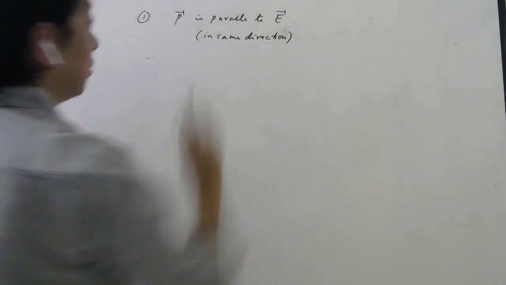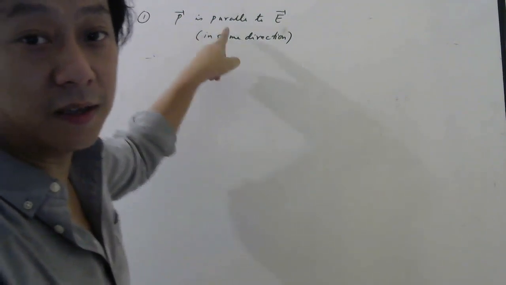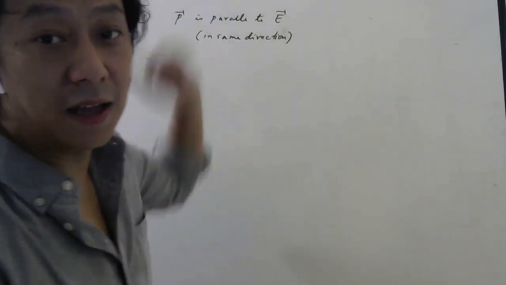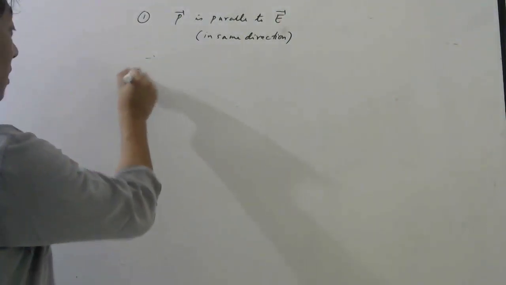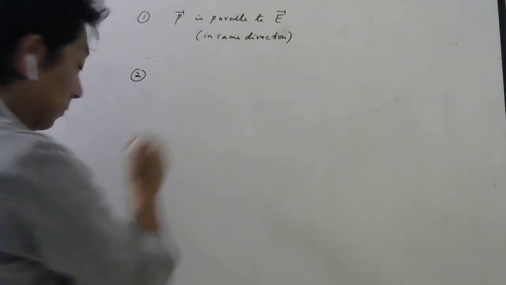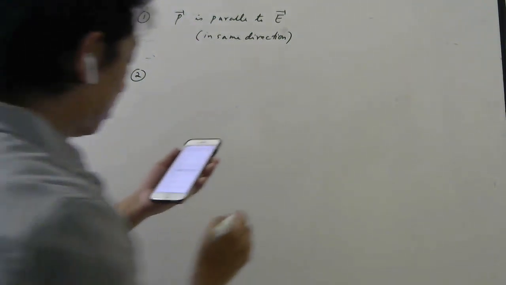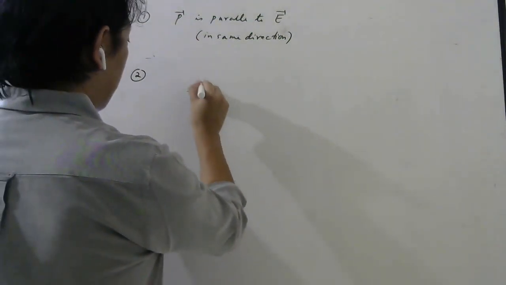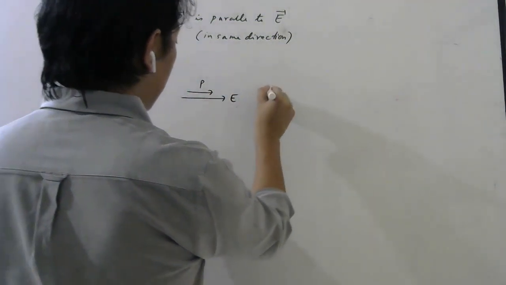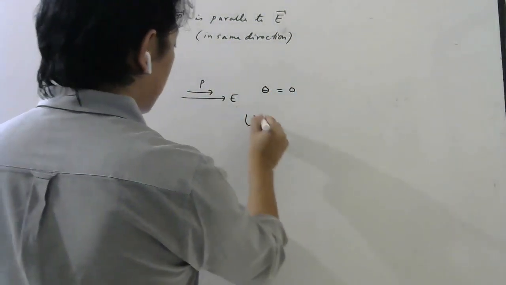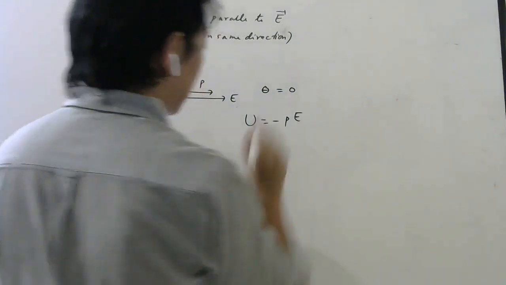So this is the answer for the first question, but in words you have to write that. Dipole moment vector is in same direction as electric field. Second one, they are asking, what was the question? What is the potential energy of dipole when it is aligned parallel to the direction of electric field? So if dipole moment is parallel to electric field, you know theta is 0. So potential energy is minus PE cos 0.